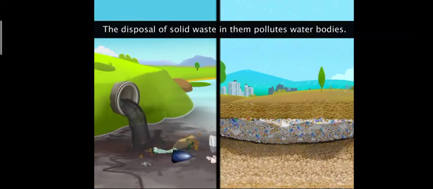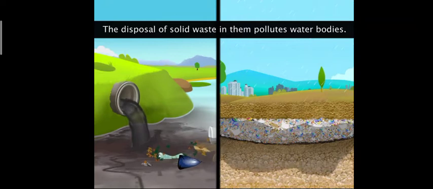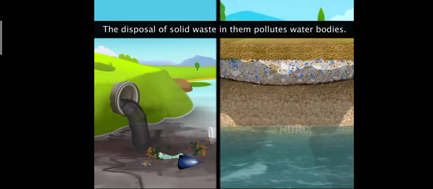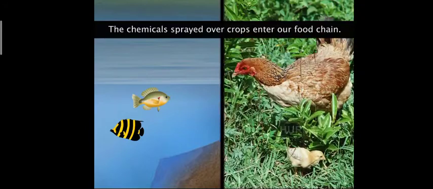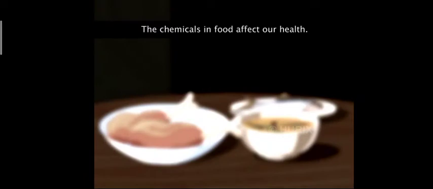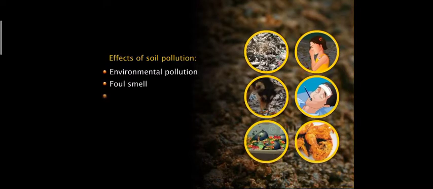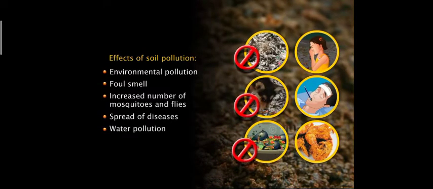Garbage dumped in water bodies and improperly designed landfills can pollute water sources. The chemicals sprayed over crops to improve yield enter our food chain when they get washed into water bodies or when animals consume the crops. When we consume the meat of these animals, the chemicals enter our bodies and adversely affect our health. To reduce the harmful effects of soil pollution, we need to make efforts to control it.